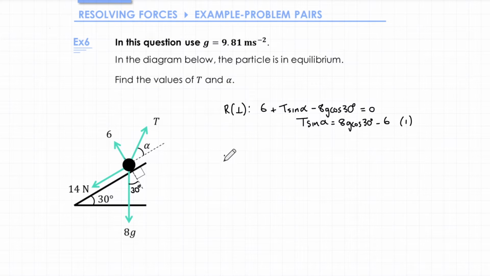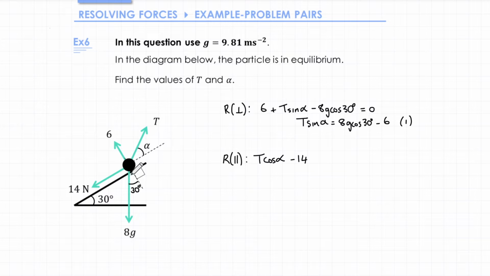Next, we'll resolve parallel to the slope. We'll take upwards to be the positive direction, so we have a component of force T. We're crossing the angle, so that will be T cos alpha. We have the 14 Newton force acting in the opposite direction.